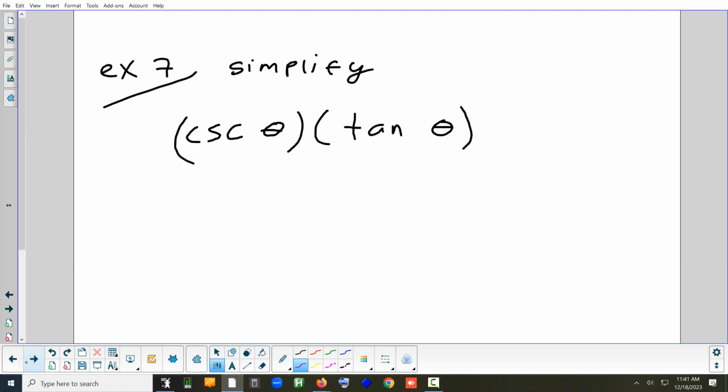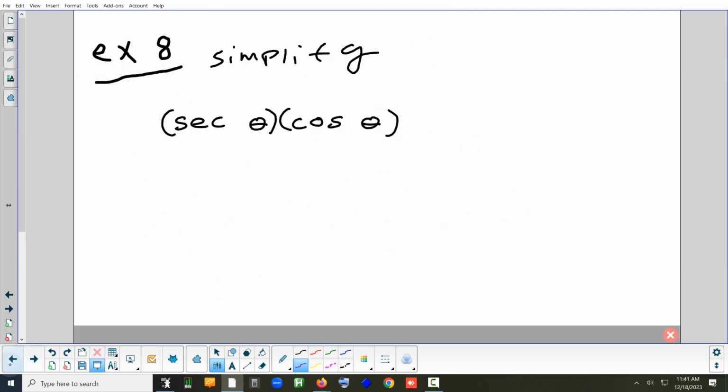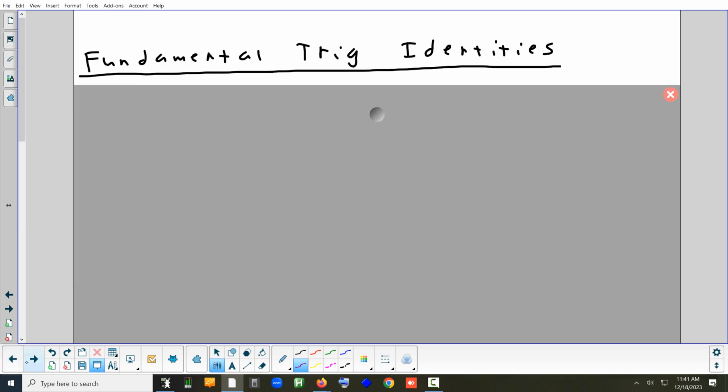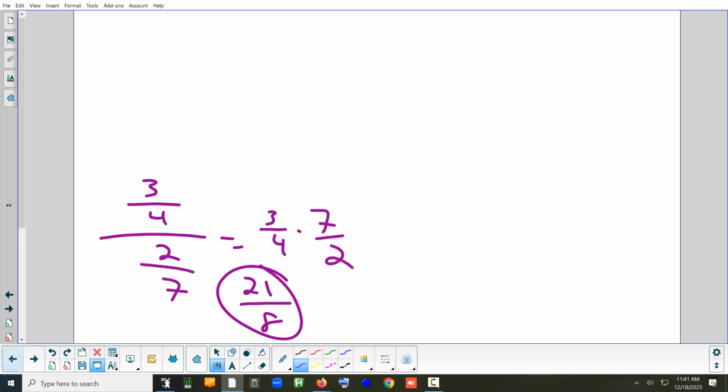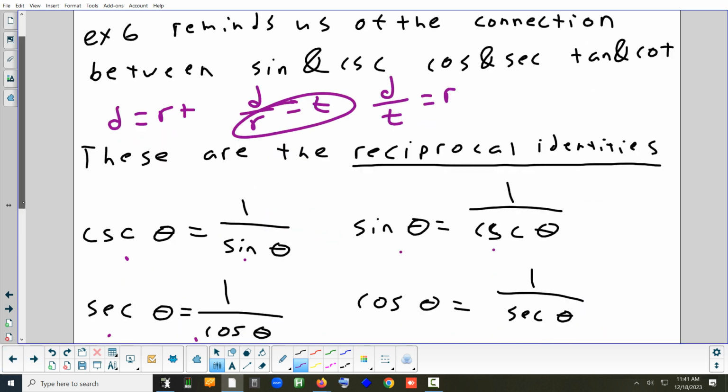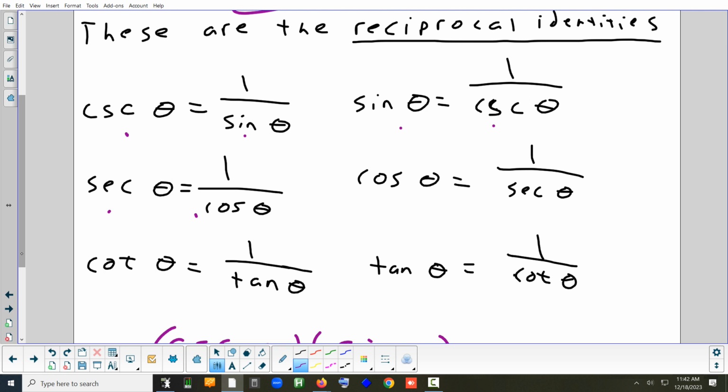All right, the last thing we're going to look at is something we're going to spend a lot more time on, either later in chapter 6 or chapter 7, and that's all kinds of different trig identities. I've already shown you 6. The first 6 I showed you were what we call the reciprocal identities.